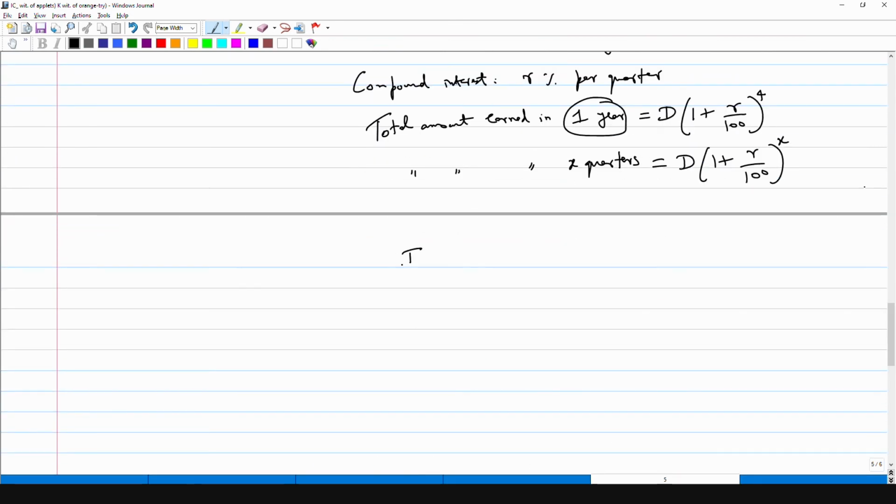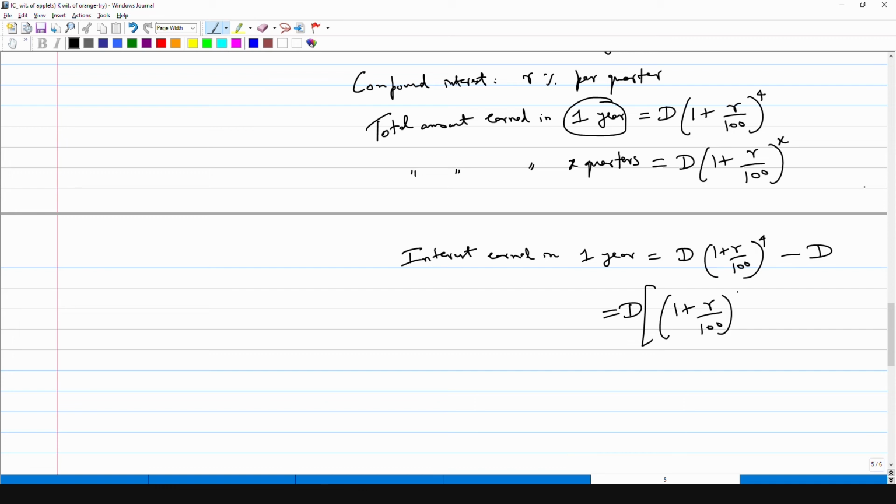So the interest earned in 1 year is D times 1 plus R by 100 raised to the power 4 minus D, right? Okay, so let me be careful here. Minus D. Another way to write it is D times 1 plus R by 100 raised to the power 4 minus 1. Okay, I take D common out, I get the minus 1. So this is the interest earned in 1 year. You can also write down interest earned in X quarters. It will be D times 1 plus R by 100 raised to the power X minus D.